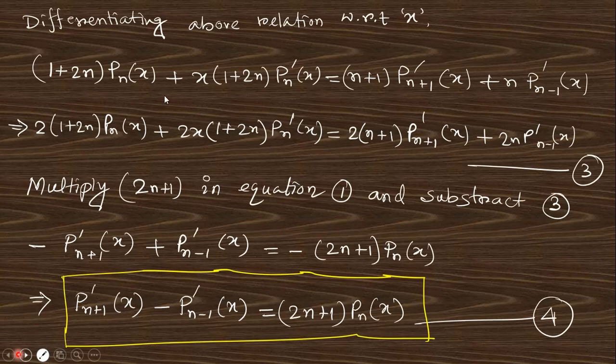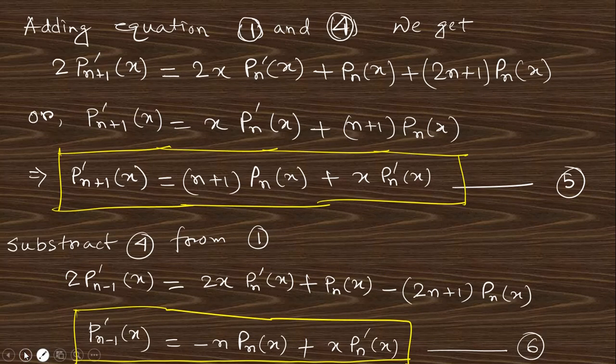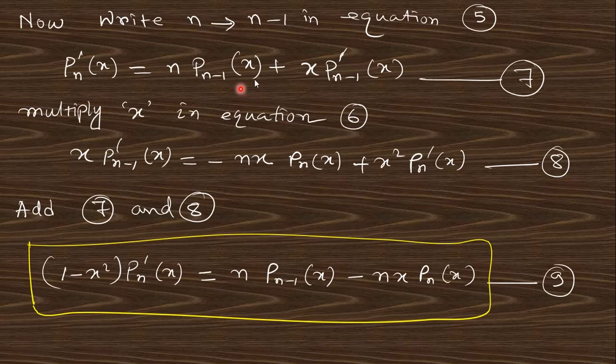Then differentiate the above relation with respect to x, and just follow the process written here, you will get this relation. So these recurrence relations can be obtained by adding, subtracting, and so on, by different processes. Just go through this process, you will get these relations. And all relations can be obtained from this mathematics.